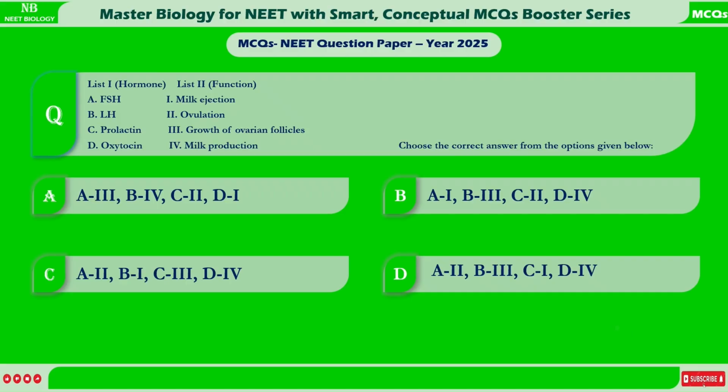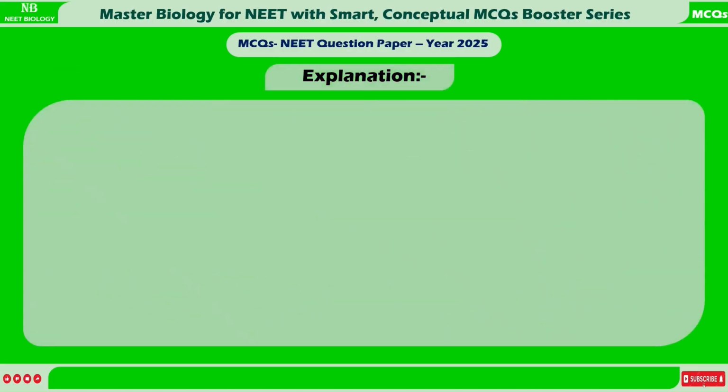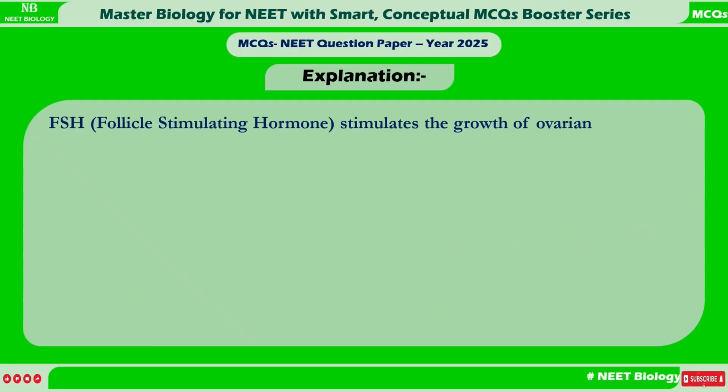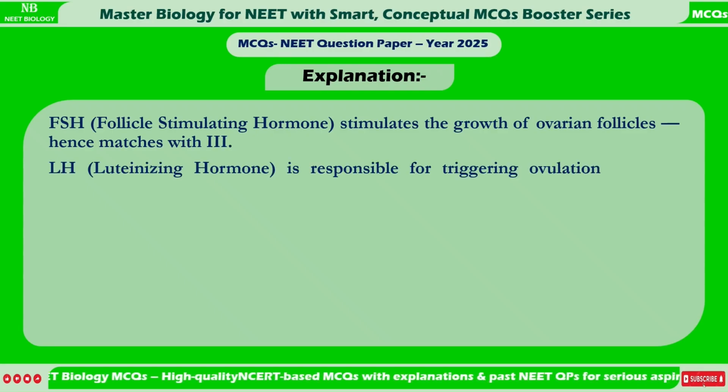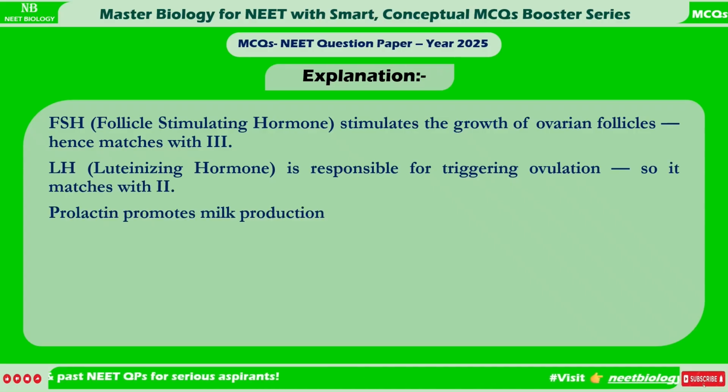Correct answer is A. A3, B2, C4, D1. Explanation. FSH, follicle-stimulating hormone, stimulates the growth of ovarian follicles, hence matches with 3. LH, luteinizing hormone, is responsible for triggering ovulation, so it matches with 2.